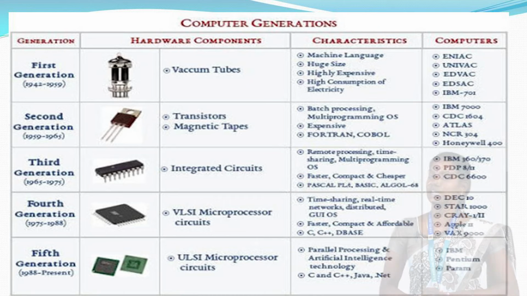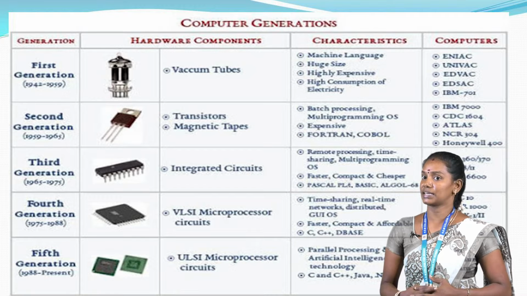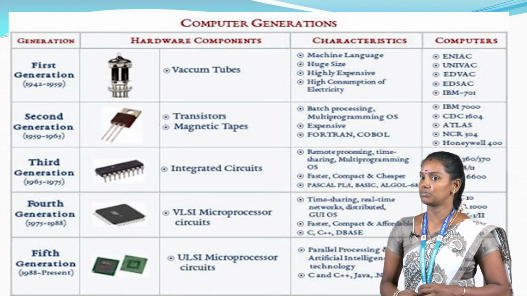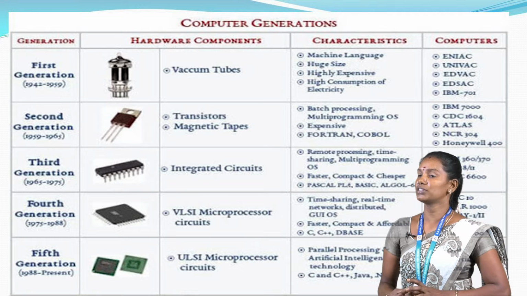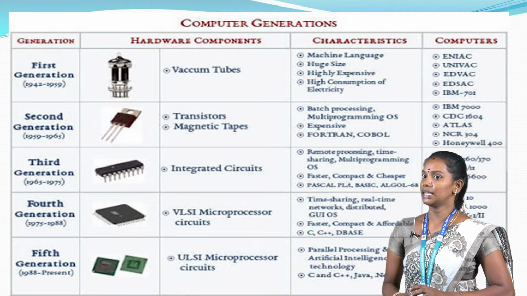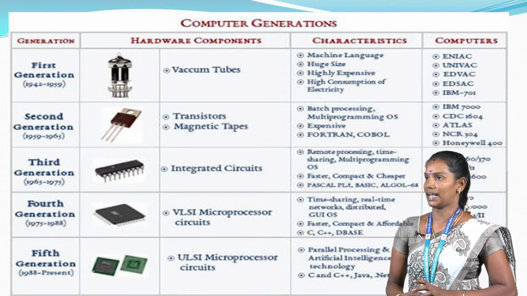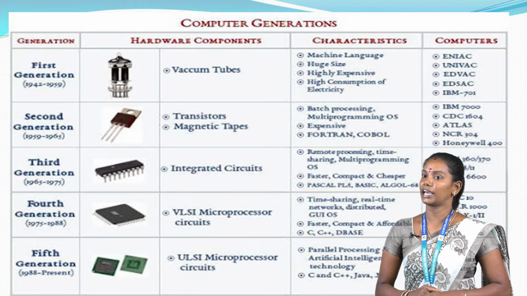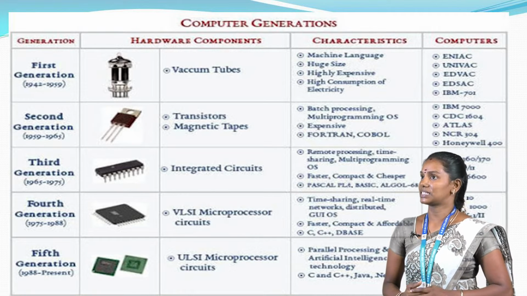The next one, fifth generation. The fifth generation year is 1988 to present. What are the hardware components involved in the fifth generation? ULSI, microprocessor circuit. What are the characteristics involved in the fifth generation? Parallel processing and artificial intelligence technology, C and C++, Java, .NET, etc. What are the computers involved in the fifth generation? IBM, Pentium and Param, etc.